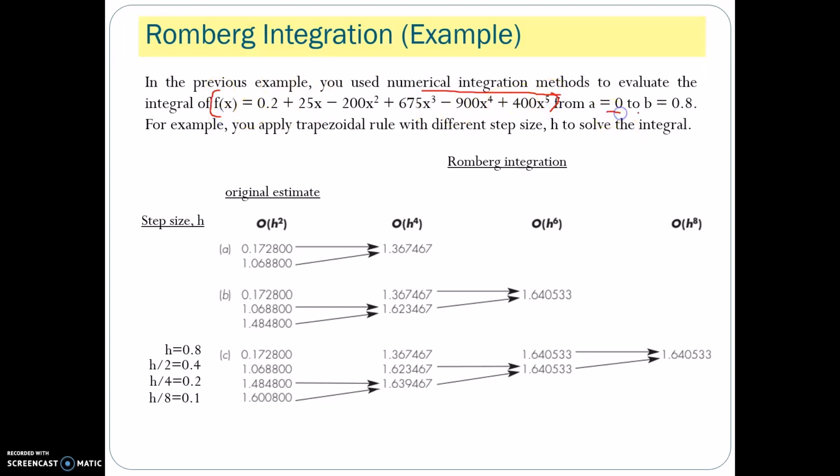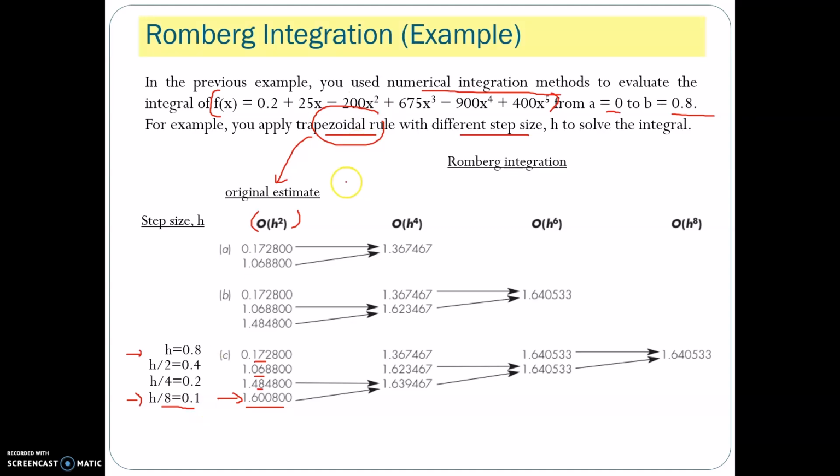In the previous example, you have used the numerical integration method to obtain the integration result for this function from the limit a equal to 0 to 0.8. For example, you are using the trapezoidal rule with different step size from 0.8 to 0.1 here. By using the trapezoidal rule, so this is your original estimate with the error equal to O h square. So this is the integration result at different step size here. Since you have the lowest step size here, therefore this integration result is the most accurate result that you obtain among these four samples.